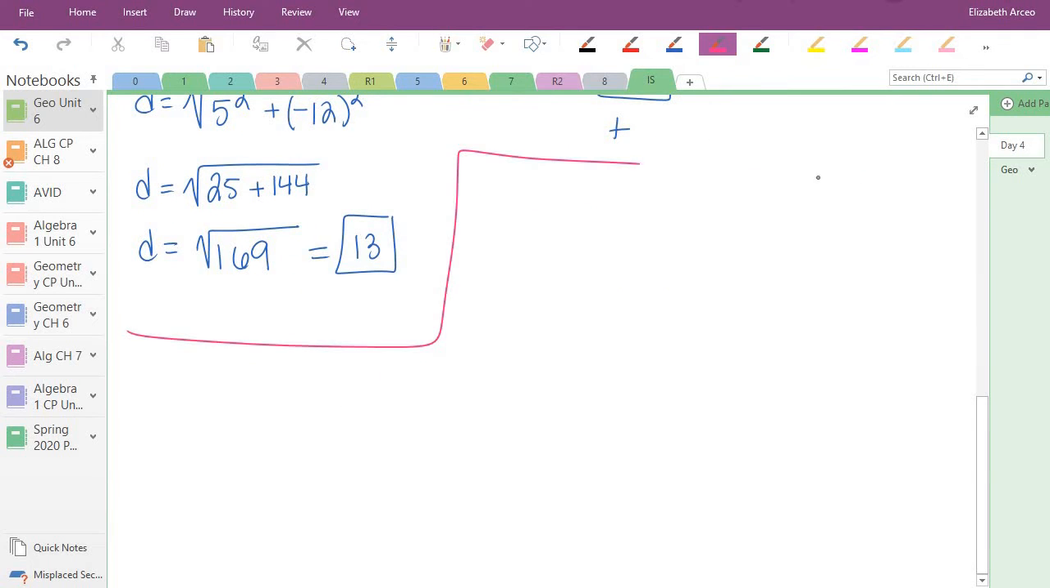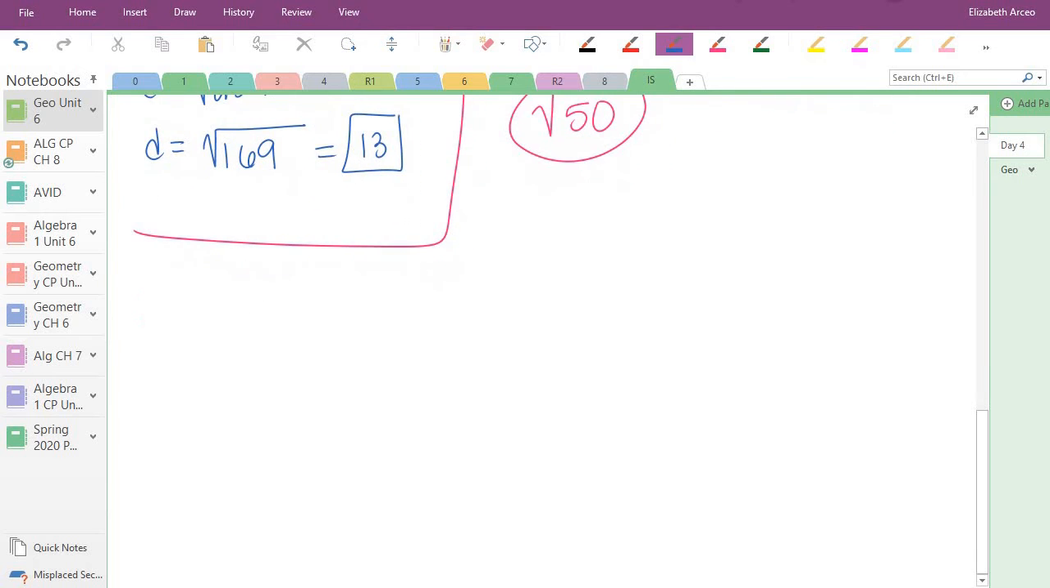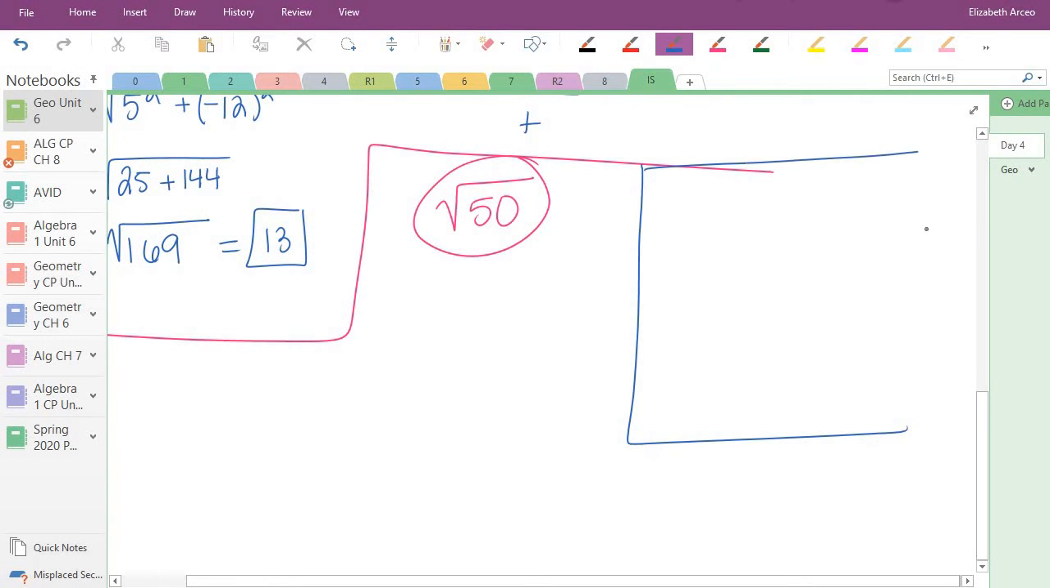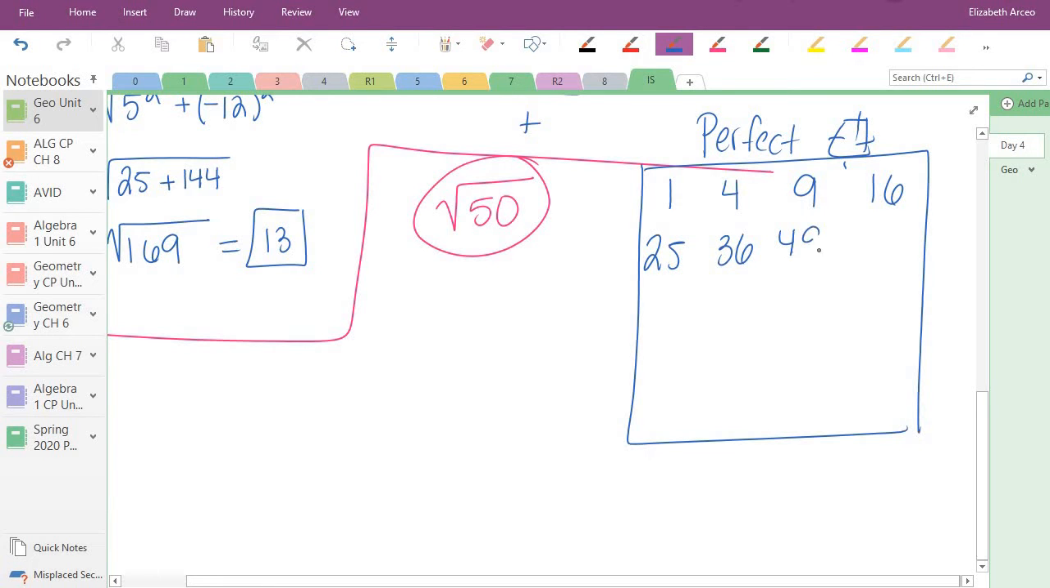Okay, so let's say, for example, you have the square root of 50. Obviously that is not a perfect square. So what you want to do is take your perfect square list. So perfect squares: we know that it is 1, 2, 3, 4, 5, 6, 7, 8, 9, 10, 11, 12, 13, 14, 15, I think.